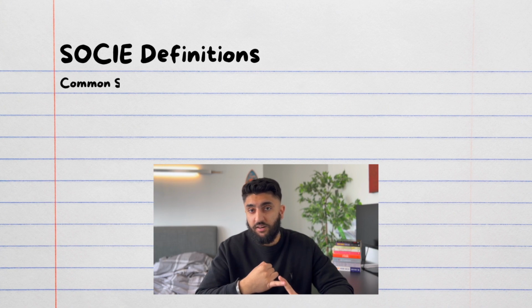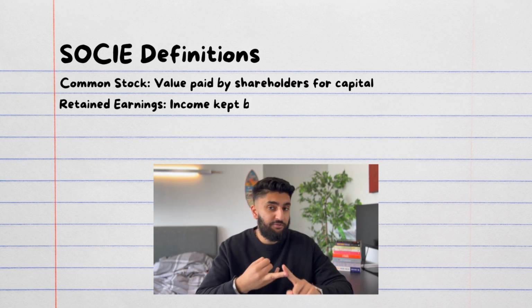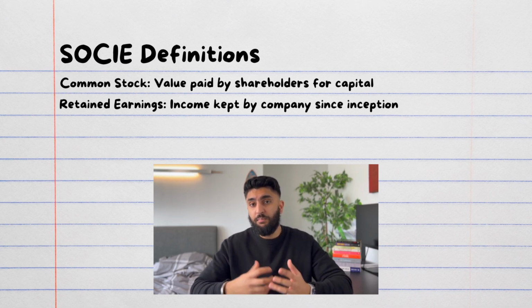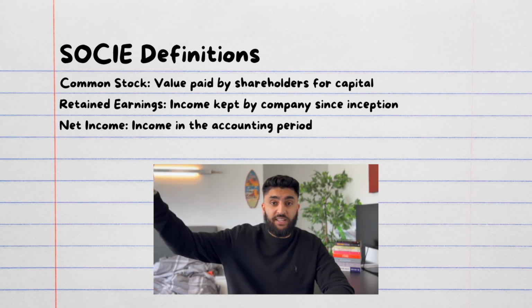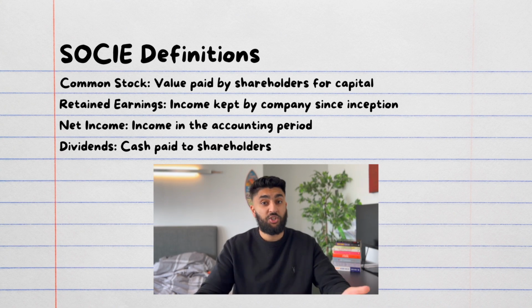We have common stock, so this is the amount paid by shareholders in exchange for capital. We have retained earnings. This is the amount of earnings retained by a company minus the dividends paid out. We then have net income. This comes from the income statement within the year. And then we have dividends, the amount paid to shareholders. And that is a crash course into financial statements.